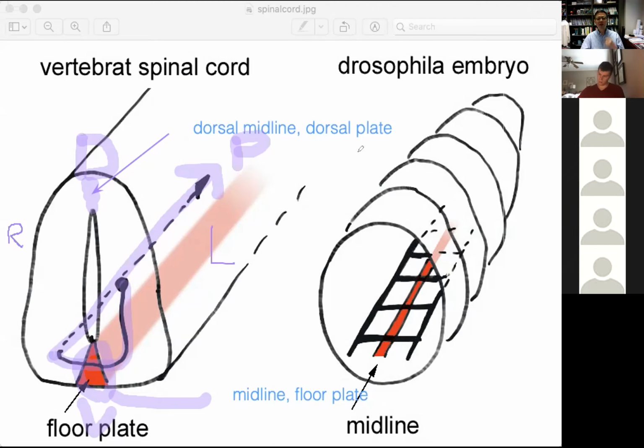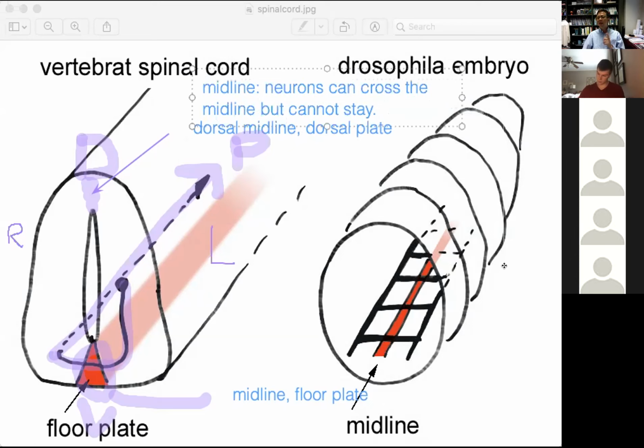So rule number one is that, in the midline, neurons can cross the midline, but cannot stay. So the rule of the midline is that neurons come down to the midline, but they have to cross it, and they cannot stay there and then migrate. So that is the number one rule.